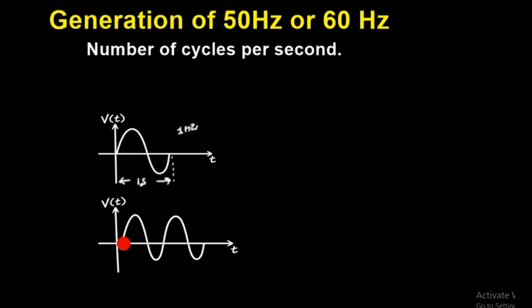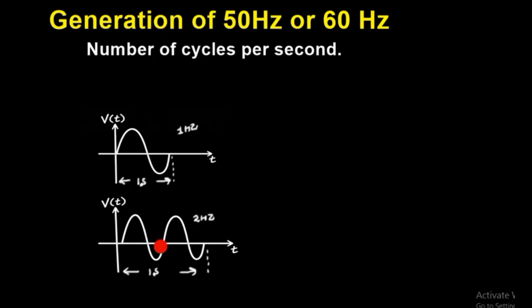In the second diagram, we have 2 cycles. One cycle completes here and the second cycle completes here. And let's say the time from here to here is 1 second. So we have 2 cycles in 1 second, so the frequency of this diagram is 2 Hz.